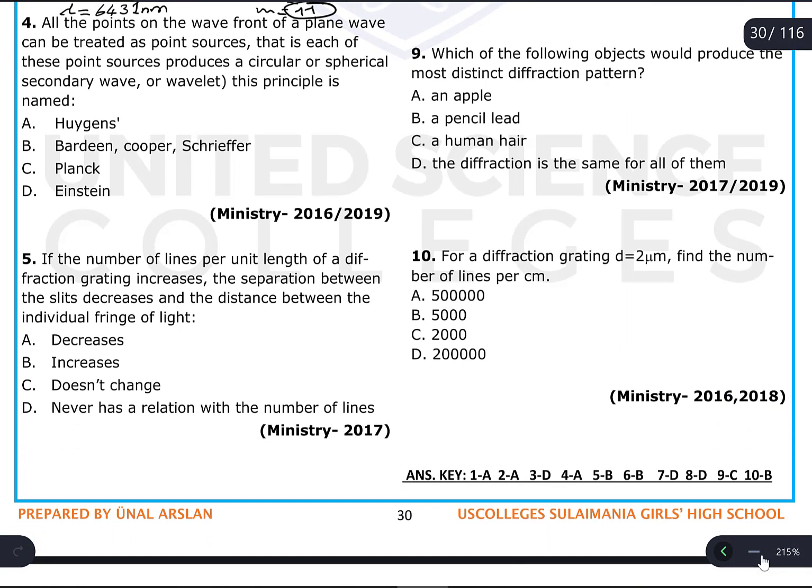Question number 4. All the points on a wavefront of a plane wave can be treated as point sources, and each of these point sources produces a circular or spherical secondary wave called a wavelet. This principle is called Huygens principle. This is defined in this book in detail.